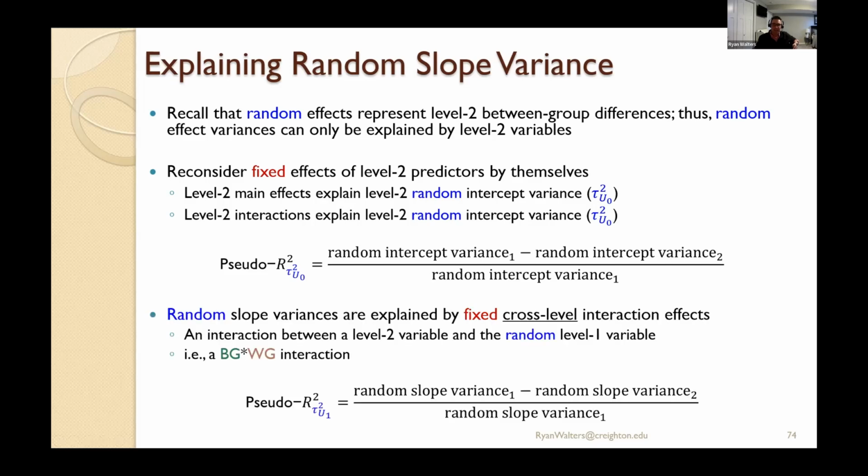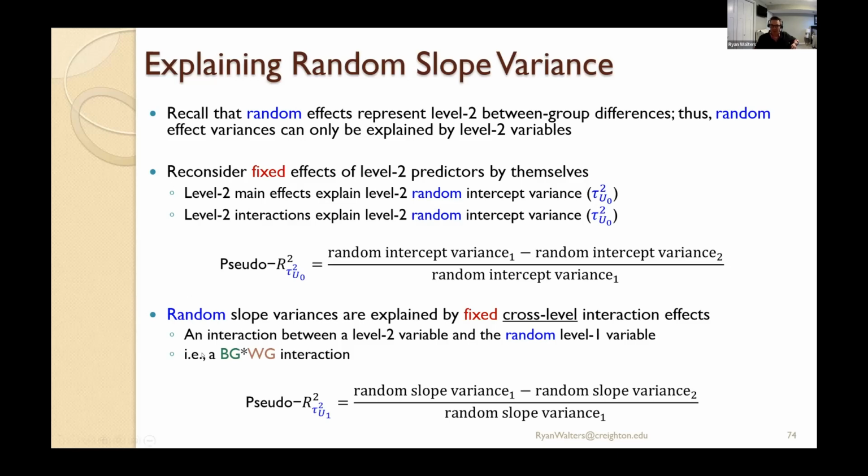The one caveat is that to explain random slope variances, we need to include something called cross-level interactions. So we're going to take a level 2 predictor and interact it with the level 1 predictor that has a random slope. So we're going to do an unemployment by level 1 age interaction effect. That interaction effect is going to explain level 2 random slope variance. We're going to use a level 2 predictor to explain why there are between state differences in the effect of within state age.